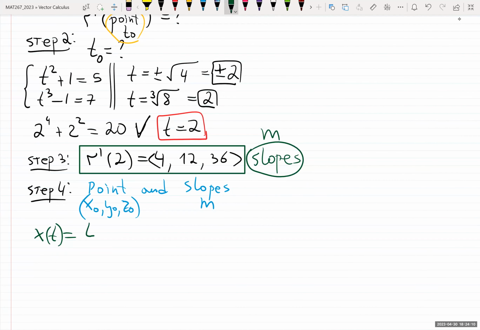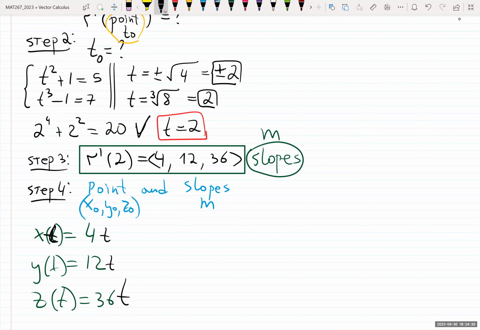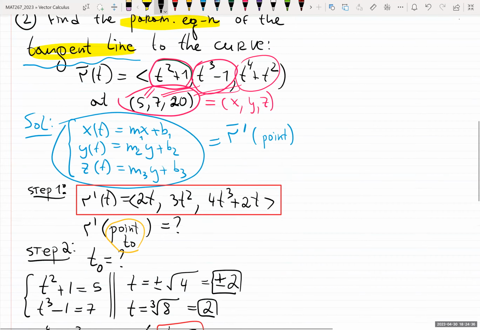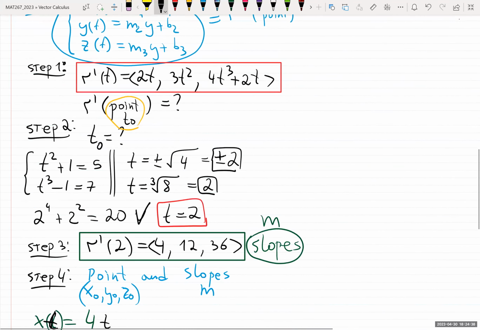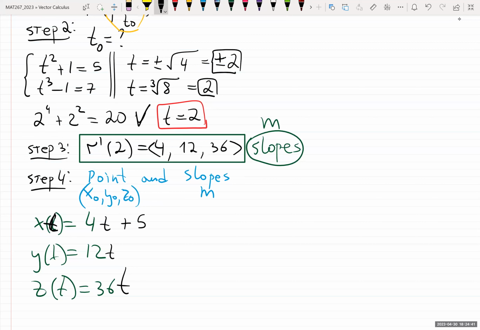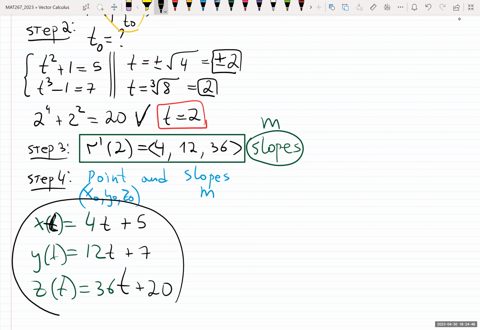The first slope is 4. The second slope is 12. The third slope is 36. Since it's slope, you always multiply it by x, y, or z, the variable. But in this case, everything is in terms of t. So it's t, t, t. That's how you should remember it, because it's a function of t. And then there's a shift. The shift comes from the point 5, 7, 20. So plus 5, plus 7, plus 20, like so.